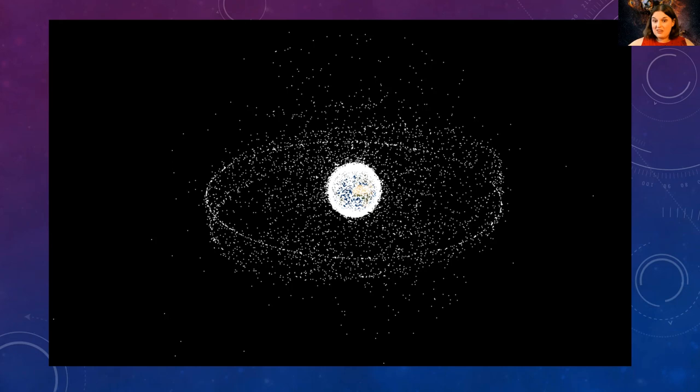And with all that in mind, this is a lovely image of all the satellites that are in orbit. I was able to create a model using Digistar of all the different satellites that are in orbit as at this point. As you can see, it's a huge mess. But it's needed for what we do today.